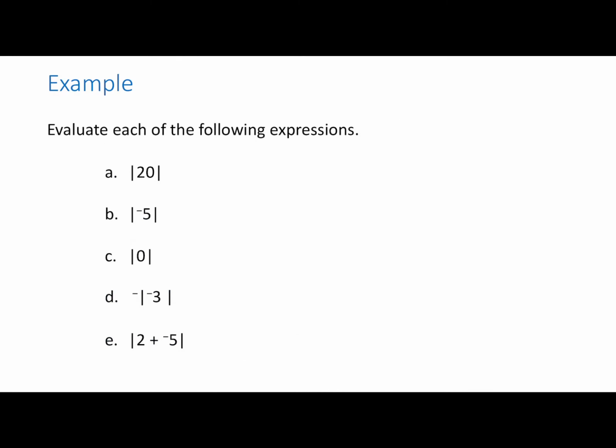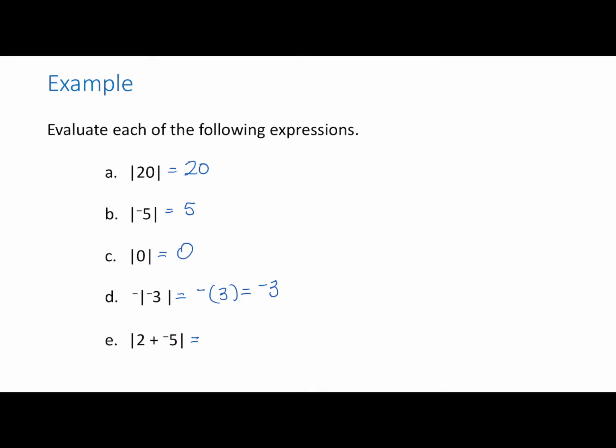So let's make sure we can evaluate some absolute values. Absolute value of 20 is going to be 20. Absolute value of negative 5 is positive 5. Absolute value of 0, well, the distance from 0 to 0 is 0. Here I have the negative absolute value of negative 3. That's going to be negative 3, which is just negative 3.